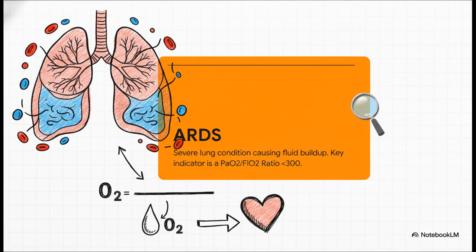Next up, ARDS. Basically, this is when the lungs get super inflamed and start filling up with fluid. Now, for your exam, there is one thing that is absolutely critical to know. It's the PaO2/FiO2 ratio, also called the PF ratio. This number tells you exactly how bad the damage is, and the magic number you have to burn into your brain is 300. If that ratio is less than 300, you're dealing with ARDS.